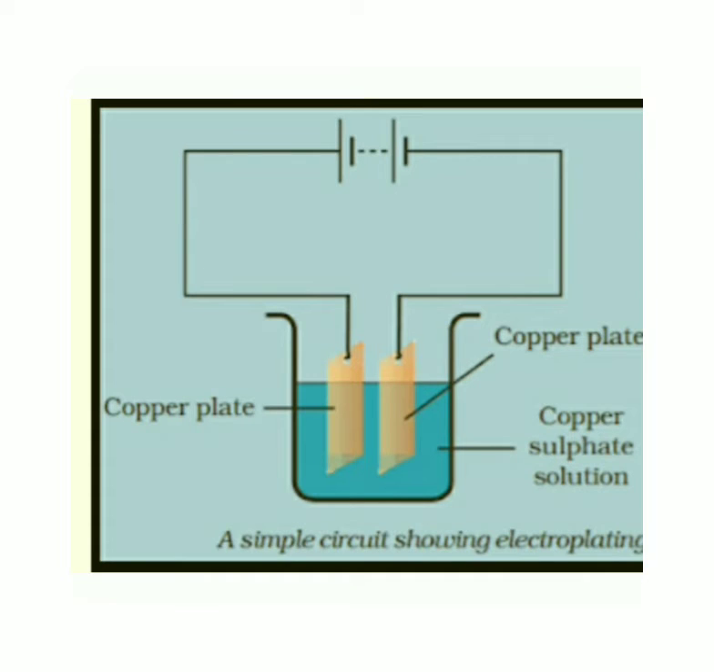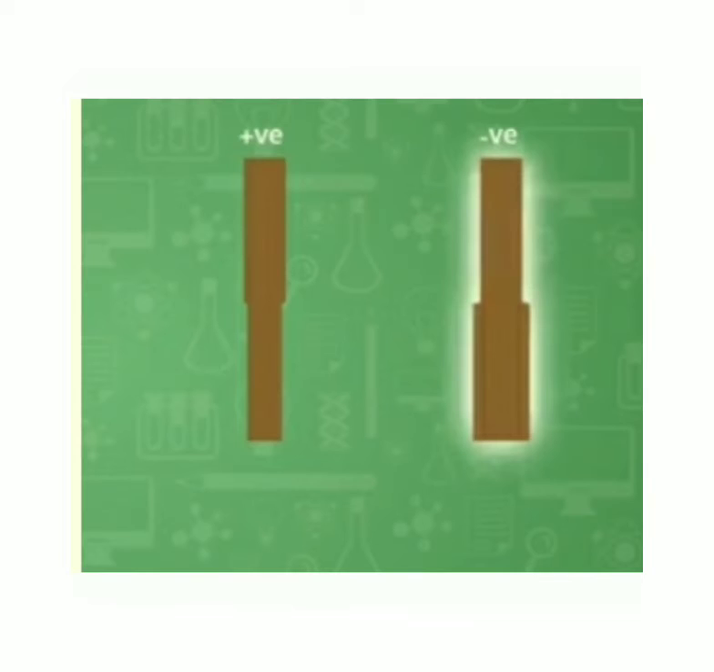Now it's the time to take out the copper plates from the solution. Do you see the change in size of both the copper plates? Yes, the copper plate that was connected to the positive terminal of the battery has become thin, whereas the plate connected to the negative terminal of the battery has become thicker.